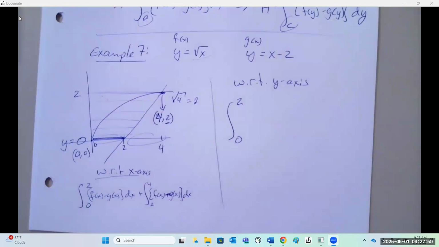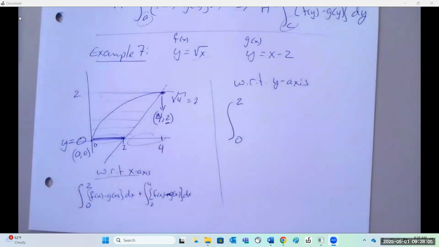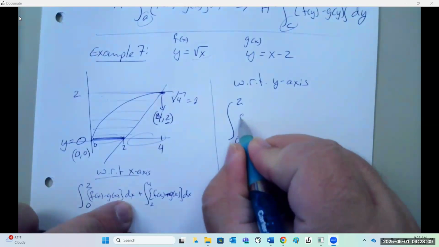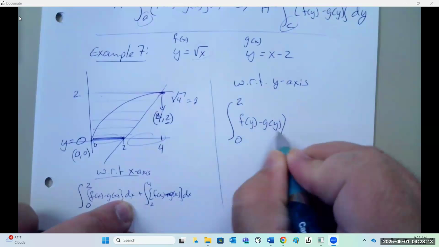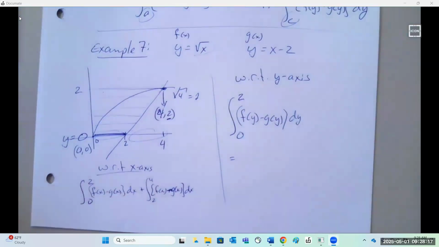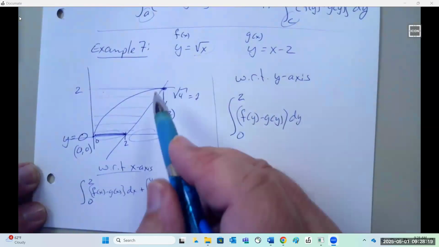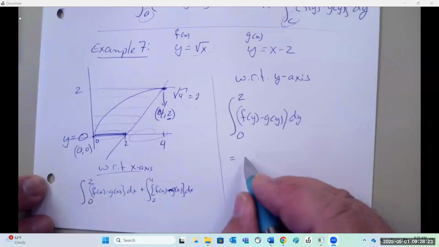So that's the first thing you have to be very conscious about. You don't take with the x anymore. You find out what the y values are. And we do the same thing. We have f of y minus g of y. So in this case, what's our farthest to the right? What function's farthest to the right?